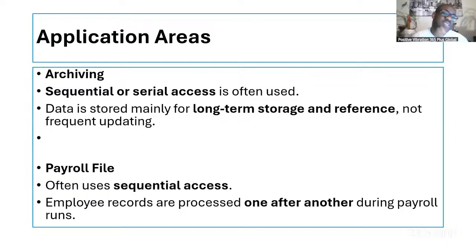Remember again, sequential means that you go through the file in the order it was stored. And serial means that you are going to access it based on probably the last file that was actually entered. What this means is that data is stored mainly for long-term storage and reference, and obviously it does not need frequent updating. So this is why this makes sense. You're not going to need to go to those files. The reason why you archive it is because it's not immediately needed.